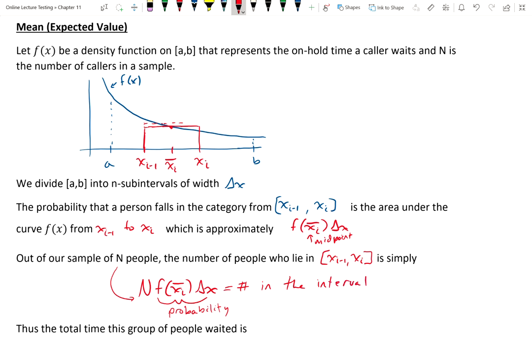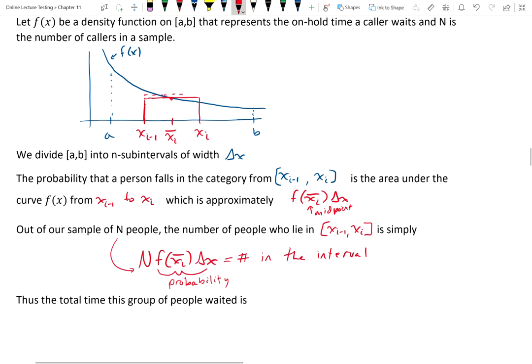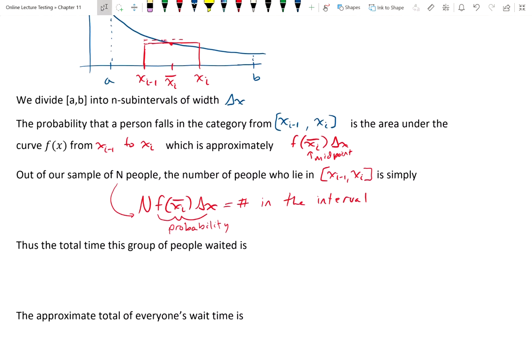All right. Well, we could then figure out the total time that this group of people waited. Again, think of this as a very, very small interval that we're dealing with, so everybody is going to wait approximately the same amount of time. So again, this is an approximation. So the total time this group of people waited is simply the product of the time times the number of people.